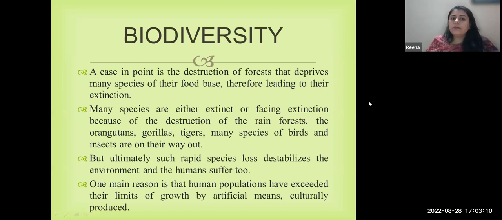So in this case, many species are either extinct or they are facing extinction because of the destruction of rainforest, like orangutans, gorillas, tigers, and many species of birds and insects, they are being on the verge of extinction. So ultimately, such rapid species loss destabilizes our environment, and every kind of species plays its role in the environment.